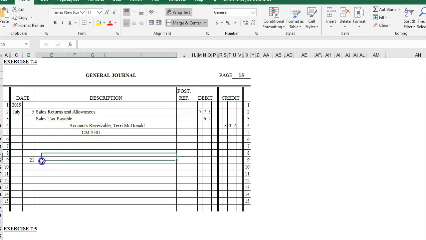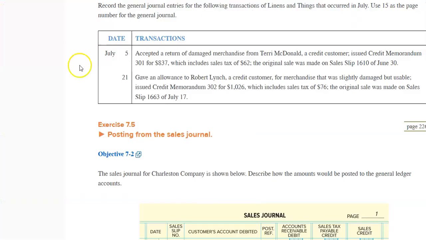Oh, the next return. Let's do another return. Notice the returns are in the general journal and not any other journal. Gave an allowance to Robert Lynch, a credit customer, for merchandise that's slightly damaged but usable. Issued a credit memo for $1,026. Includes the sales tax $76. The original sale was made on sales slip on July 17th.